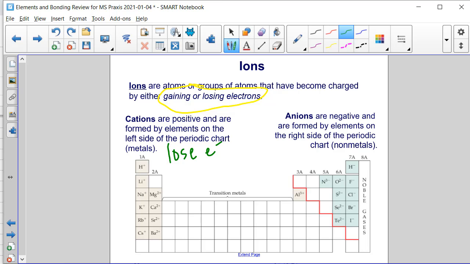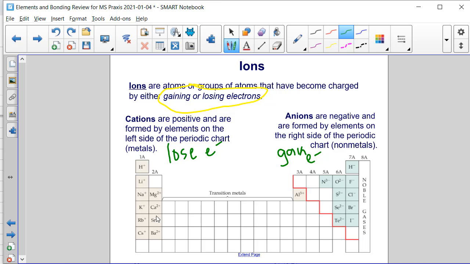Anions on the right-hand side of the periodic table are negatively charged, and are formed by elements on the right side of the periodic table, the nonmetals. And so in order to become negatively charged, we have to get some extra negative charges, some extra electrons. So these anions are formed by gaining electrons.